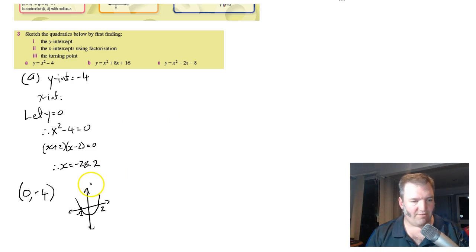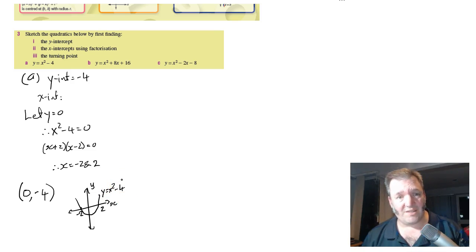When we sketch, what do we have to do? Make sure we label our axes and the equation. Don't give away marks for stuff that's easy to do, that's not maths. Teachers will take away marks if you don't do those things. And why would you give them up? Because they're so easy. That's it. That's how easy it is to sketch.